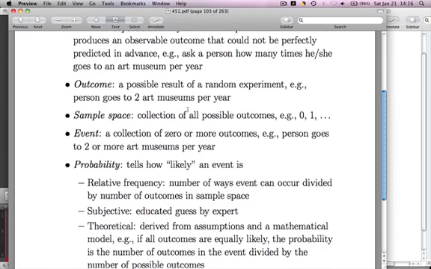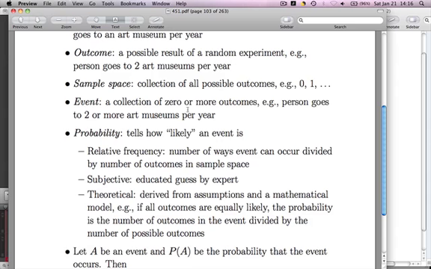Now, probabilities tell us in loose terms how likely some event is to occur. And there are a number of ways that we can arrive at these probabilities. One approach is called relative frequency. With relative frequency, what you do is you just execute the random experiment many, many times and observe the fraction of times that that event occurs.